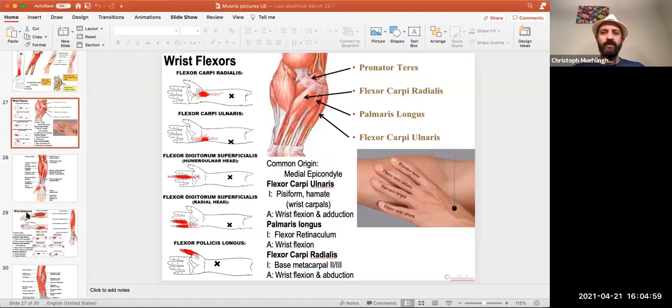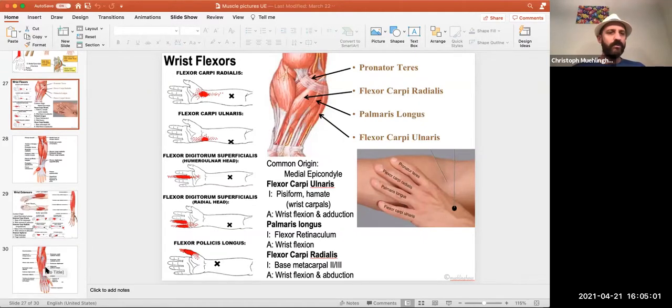And now we're going to go to the back side of the forearm. And we have a few muscles there. We have 3 of them. We're not going to be too crazy.